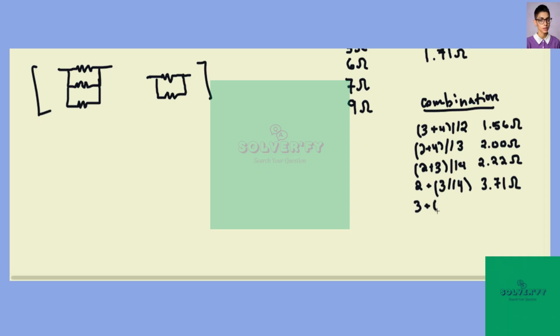And then with this combination where we have 3 in series with 2 and 4 that are in parallel, we'll find that it's 4.33 ohms. And finally, with the 2 and 3 in parallel with each other and in series with the 4 ohm resistor, we'll get 5.2 ohms.